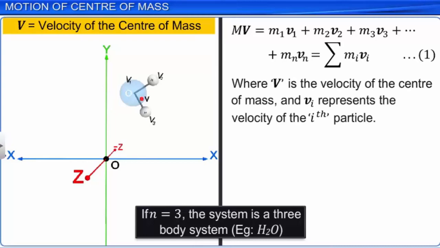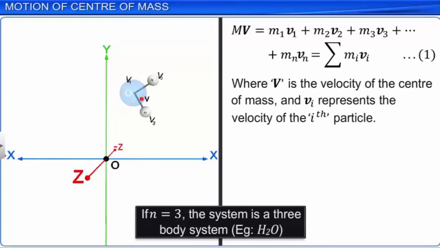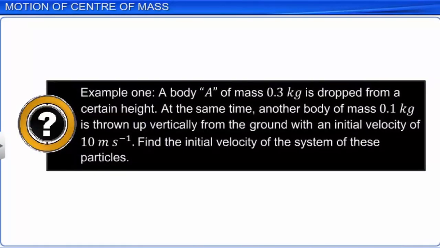Let us discuss with an example. Consider a body A of mass 0.3 kg dropped from a certain height. At the same time, another body of mass 0.1 kg is thrown up vertically from the ground with an initial velocity of 10 meters per second. Find the initial velocity of the center of mass of the system of these particles.